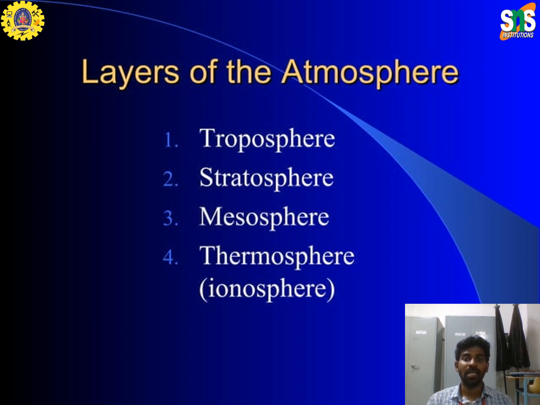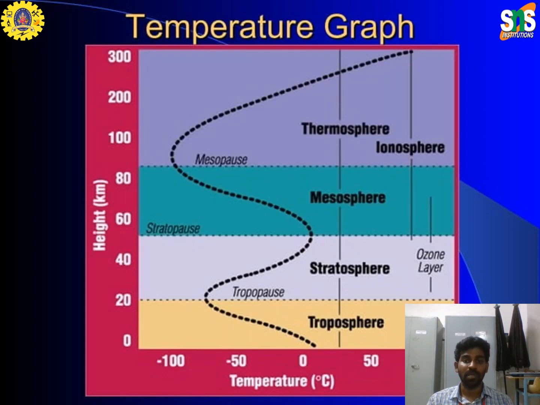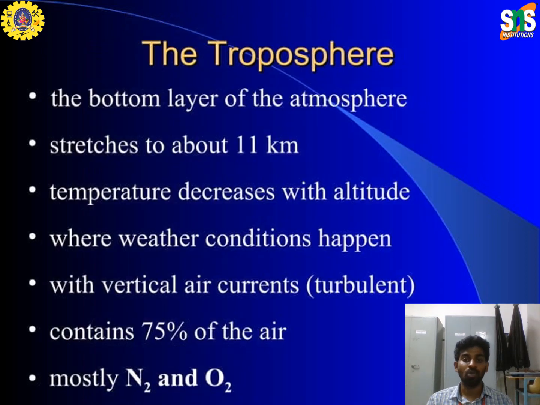Basically, the layers of the atmosphere are classified into four types: the troposphere, the stratosphere, the mesosphere, and the thermosphere, which has another name, the ionosphere. Normally the graph is plotted with respect to temperature and height. The layer from ground level upward is called the troposphere.